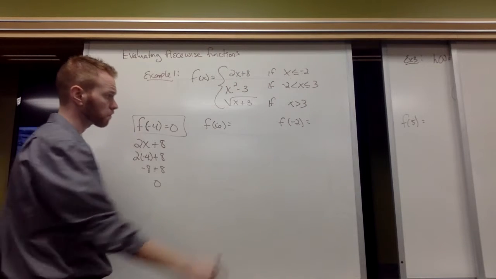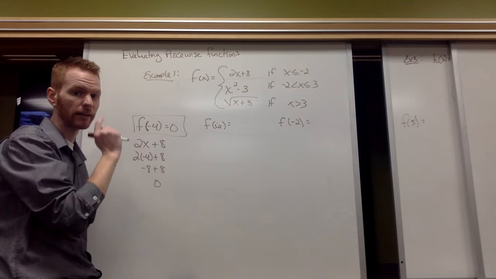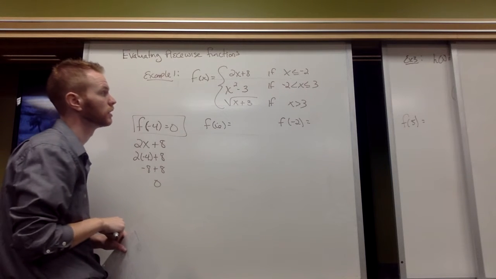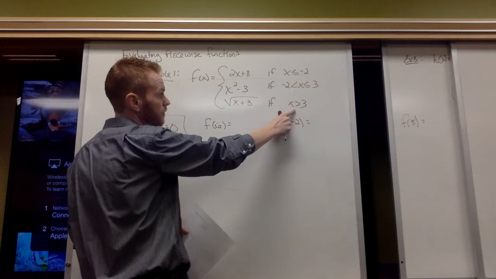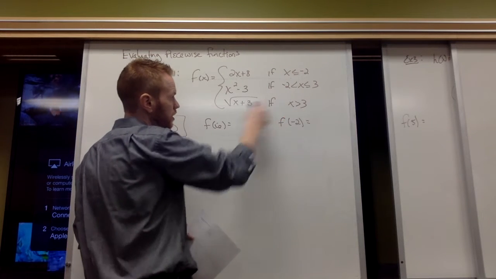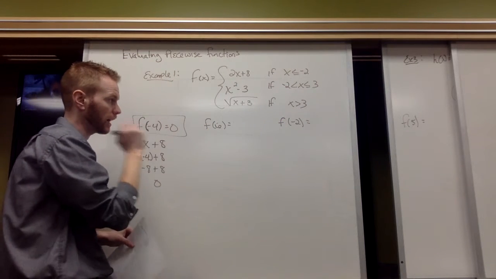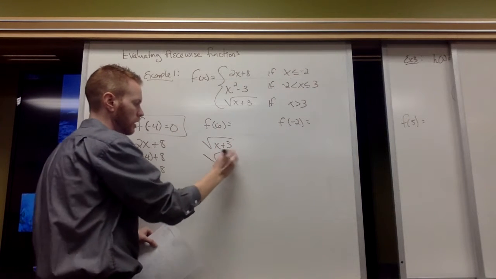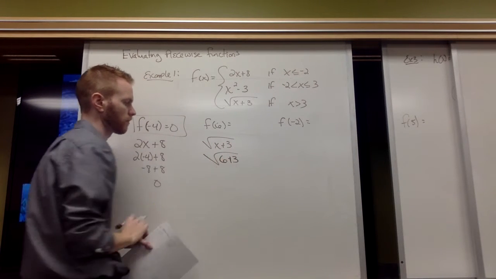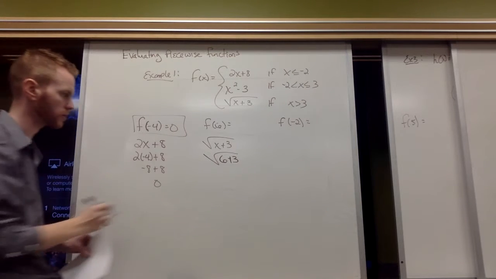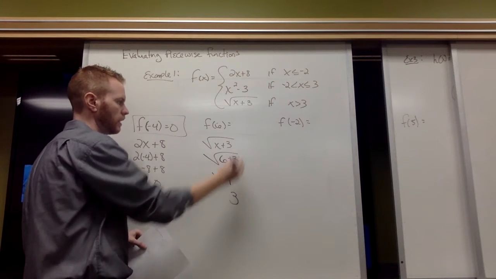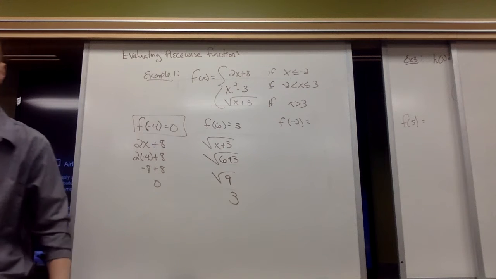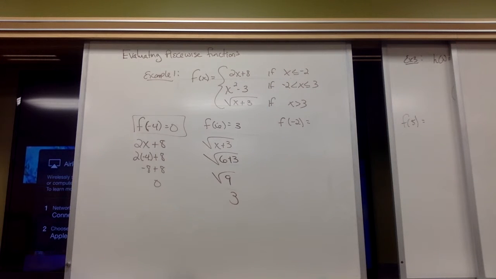Try another one. 6. Where am I allowed to plug 6 into? Well, I think this guy. X values that are bigger than 3, use this function. Okay, so square root of x plus 3 is what I'm going to use. We'll plug 6 into it. So that's the square root of 6 plus 3. Square root of 9, which gives me 3 for that guy.